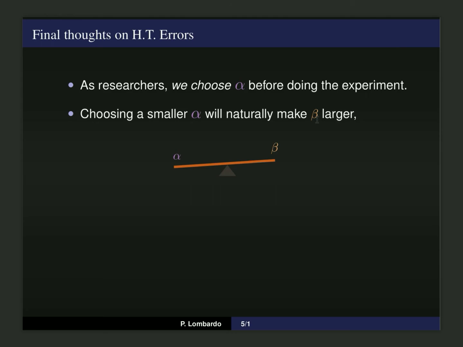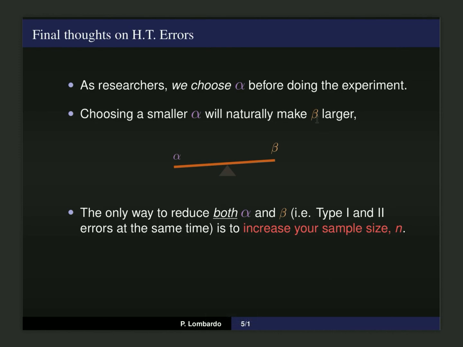There is a way to make both of them smaller simultaneously. The only way to do this is to increase your sample size. This has a natural effect that will lower both the likelihood of your type 1 error and the likelihood of your type 2 error. So once again, more data is king, right? If you increase your sample size, you're naturally going to decrease both of these, regardless of the push and pull.